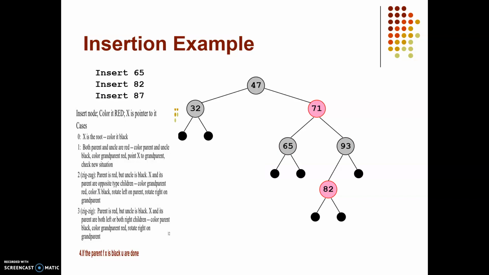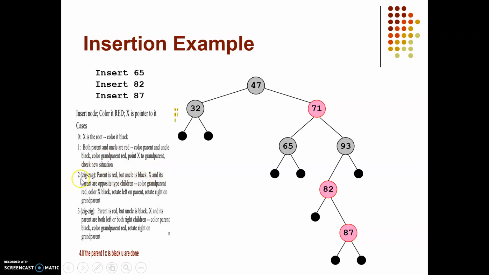Then let us suppose next I have to insert 87. The position of 87 will be at the right of 82. It will be of red color. We are going to check the parent. If the parent is red, we are going to check the uncle. Now the uncle is of black color. So now there is a change in the case. If the parent is red but the uncle is black.